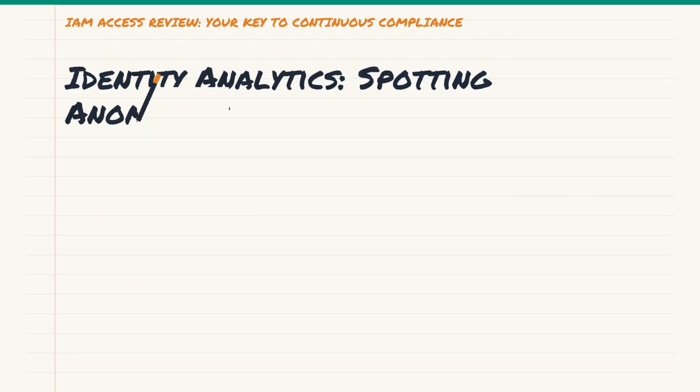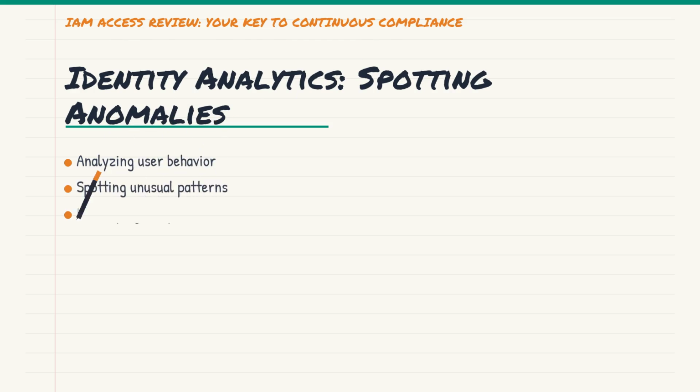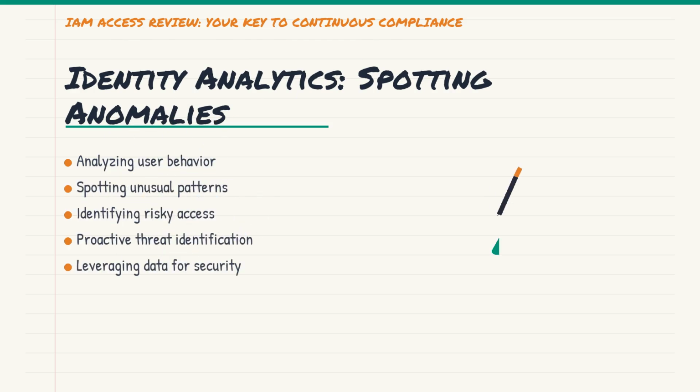Identity analytics tools are really powerful here. They can analyze user behavior and access patterns to spot anomalies. For example, if a user who normally accesses systems from the US suddenly logs in from a completely different continent at 3 a.m., that's an anomaly. These tools can help identify risky user access and behavior profiles, flagging potential issues before they become a major problem. It's about being smart with data to enhance security.